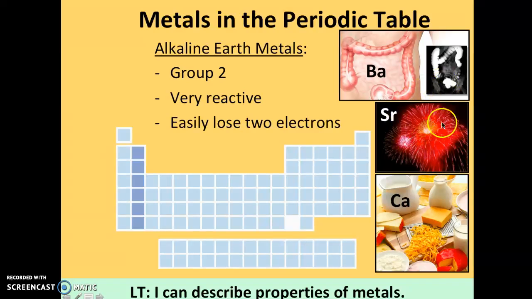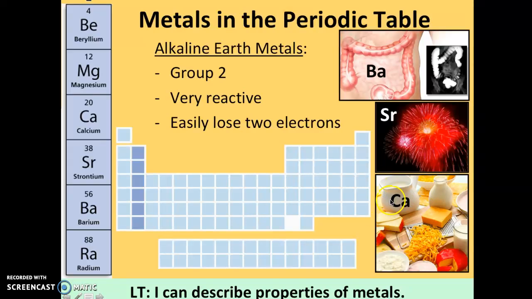All right, lots of elements are used in fireworks, so strontium, magnesium. Calcium, you probably think directly about milk. Milk is in a lot of dairy products, okay?